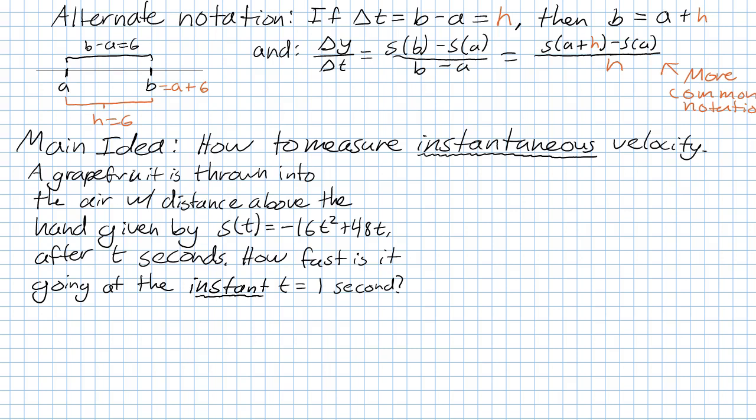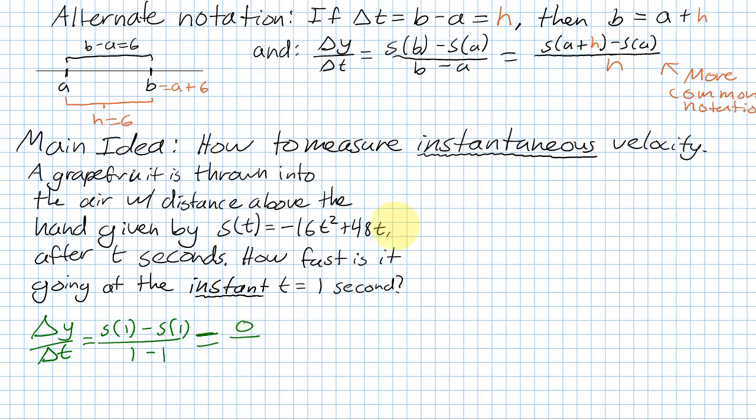If you think about it, when I mean an instant, I don't mean any period of time. So the change in time from t equals 1 to t equals 1, if we were going to do delta y over delta t, the change in position over change in time, we would get s of 1 minus s of 1 divided by 1 minus 1. It's like your a is 1 and your b is 1. So from t equals 1 to t equals 1, the change is 0 in position.